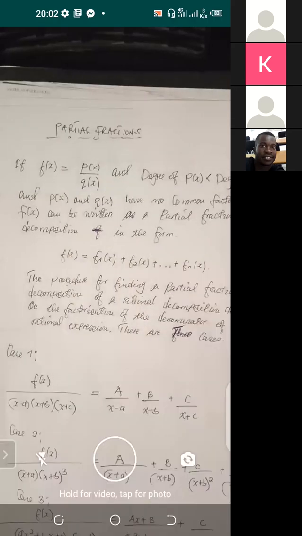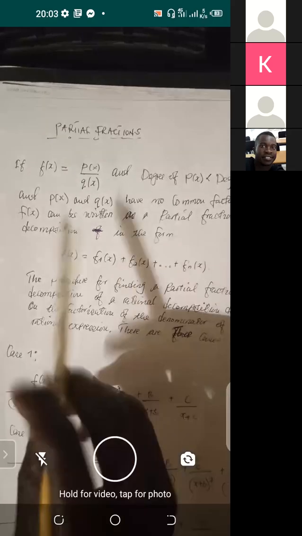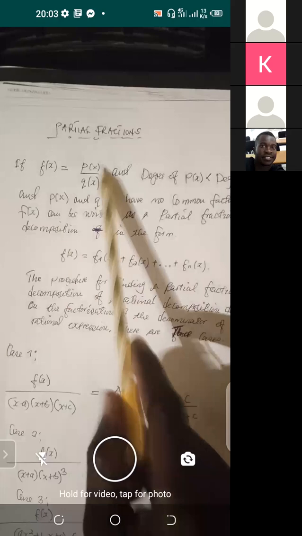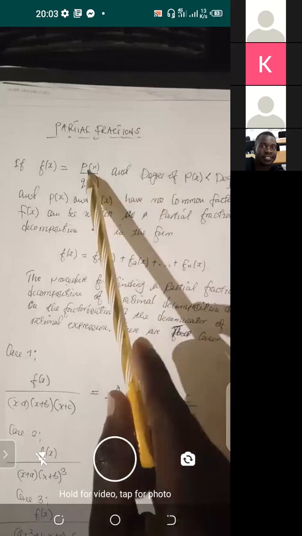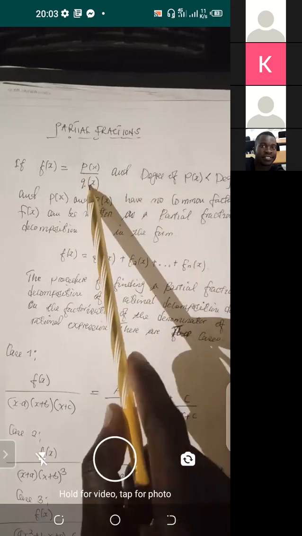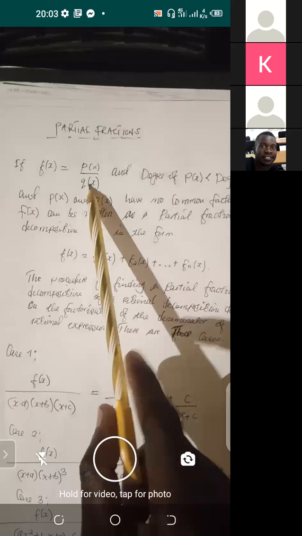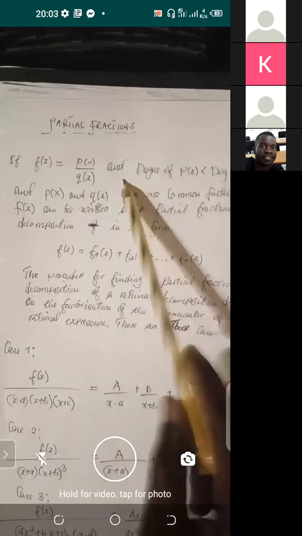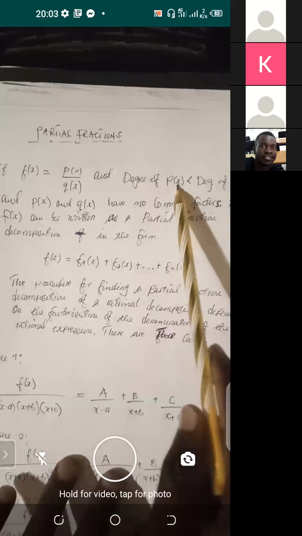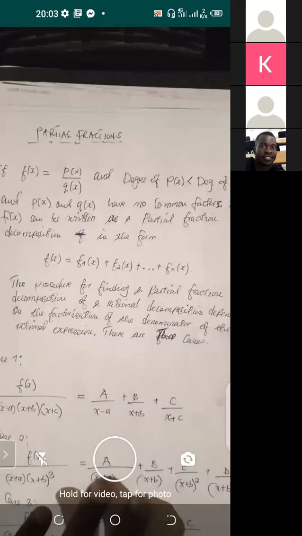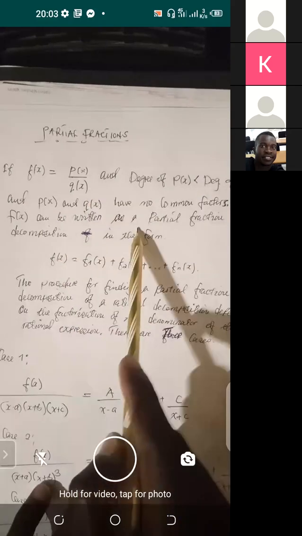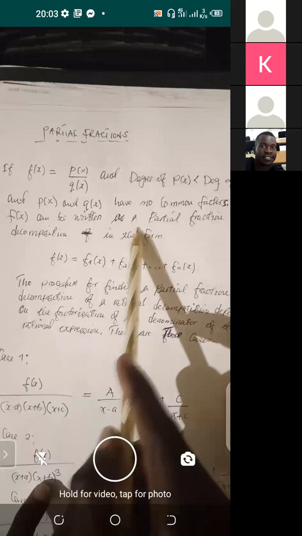So we have this one here. If f of x is some function expressed in this form, we have a function in the numerator and another function in the denominator, and the degree of p of x is less than that of q of x, and p of x and q of x have no common factors, then f of x can be written as a partial fraction decomposition in this form.